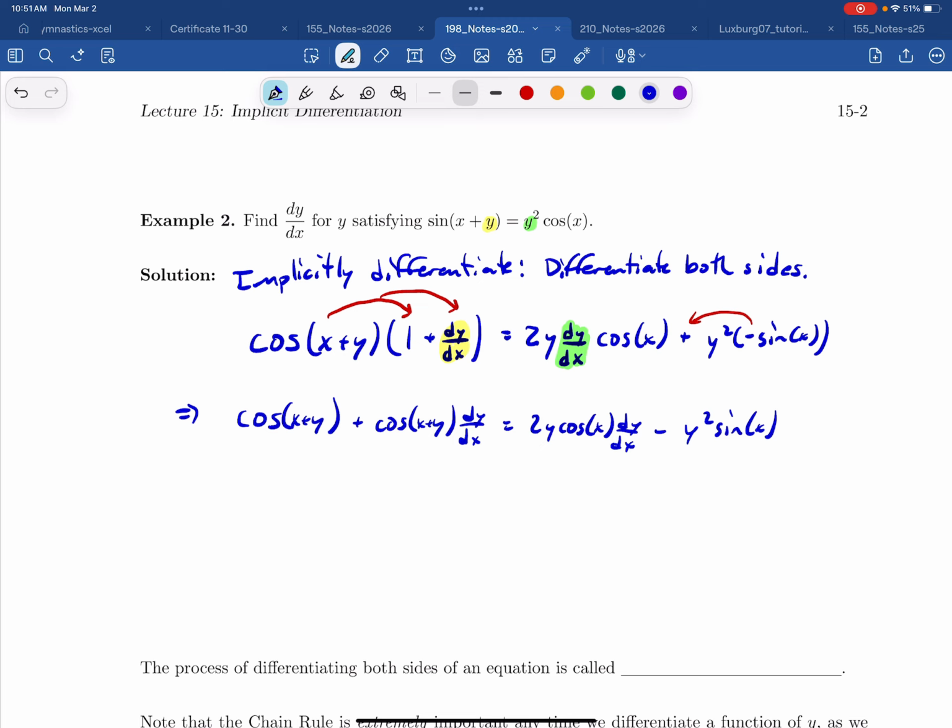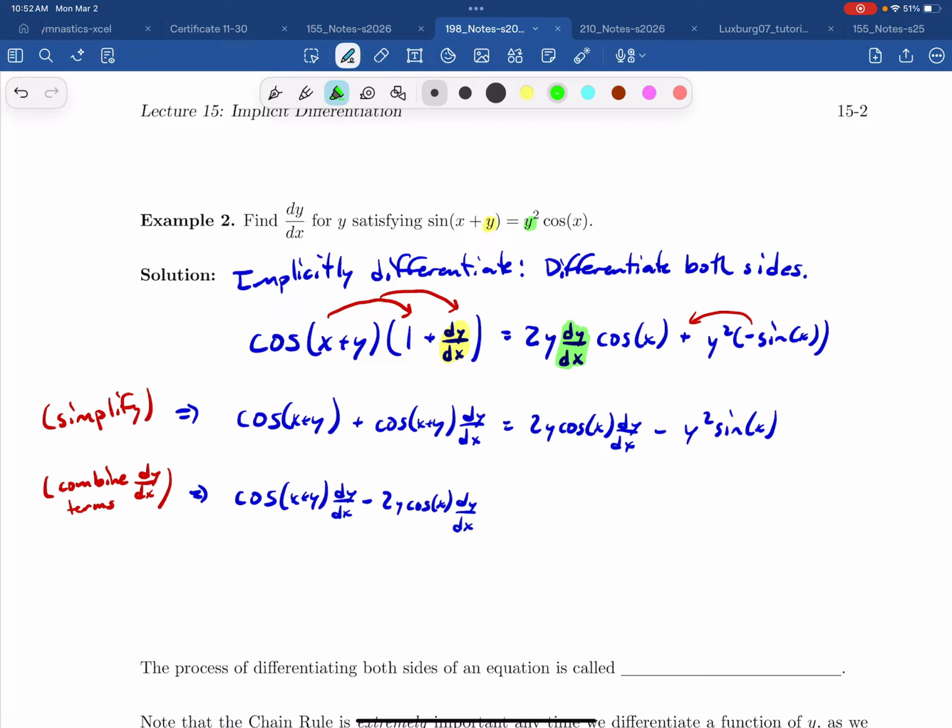Next up, right, so here what we did was we simplified. Next, what we're going to do is we want to get all of the dy over dx terms on one side of the equation and all the non-dy over dx terms on the other. So I'll just say combine dy over dx terms. Okay? And so this is going to give us cosine of x plus y dy over dx minus 2y cosine of x dy over dx.